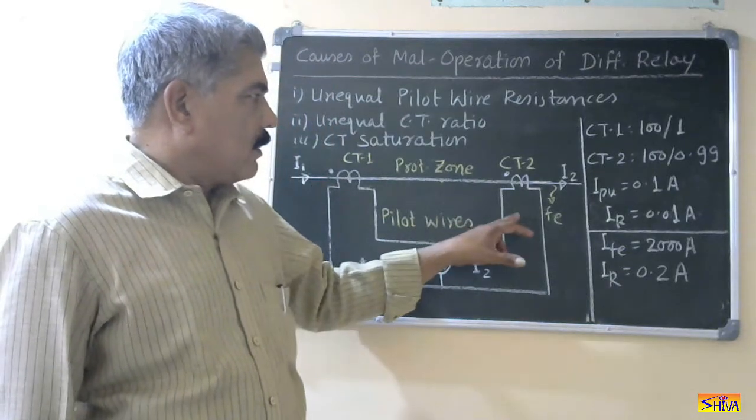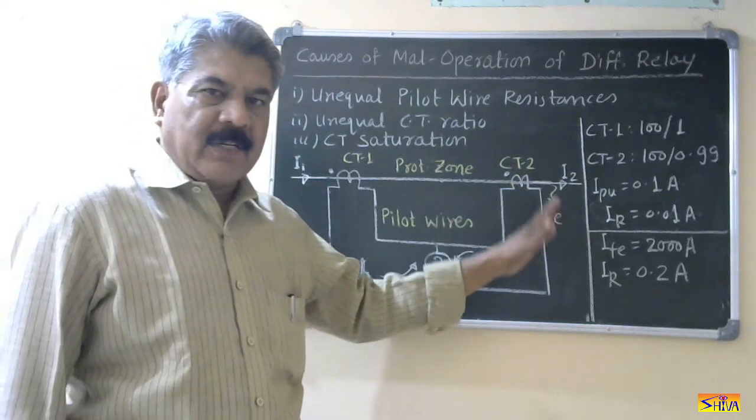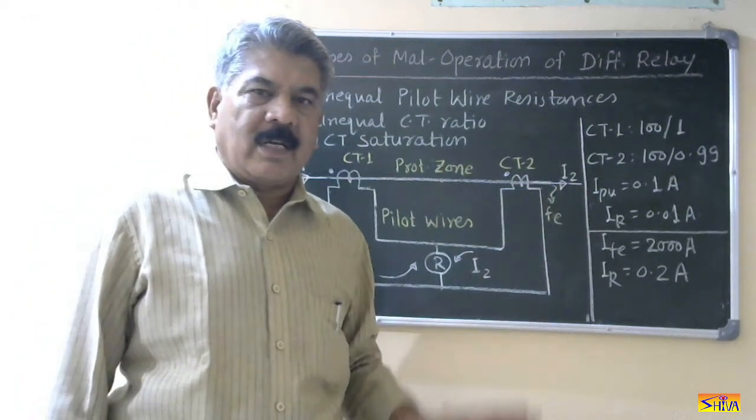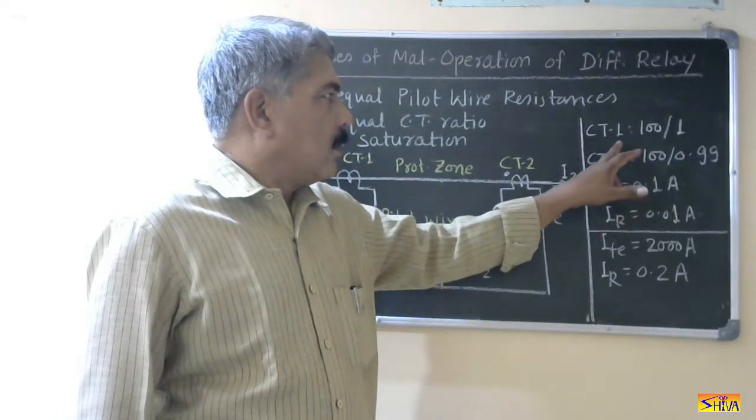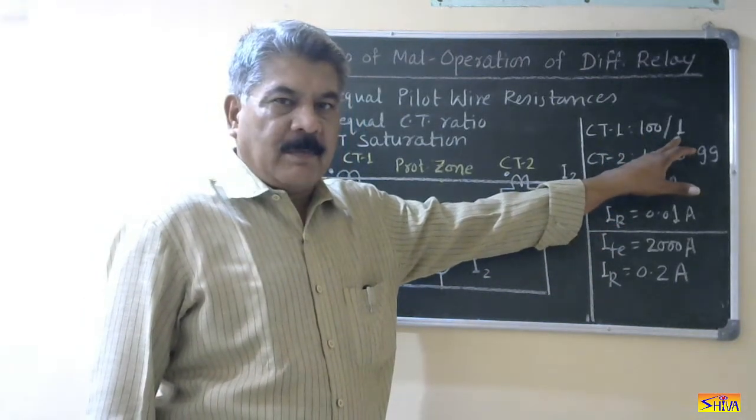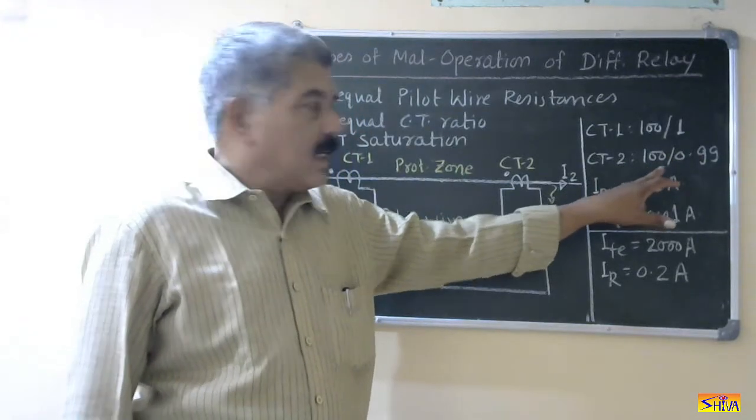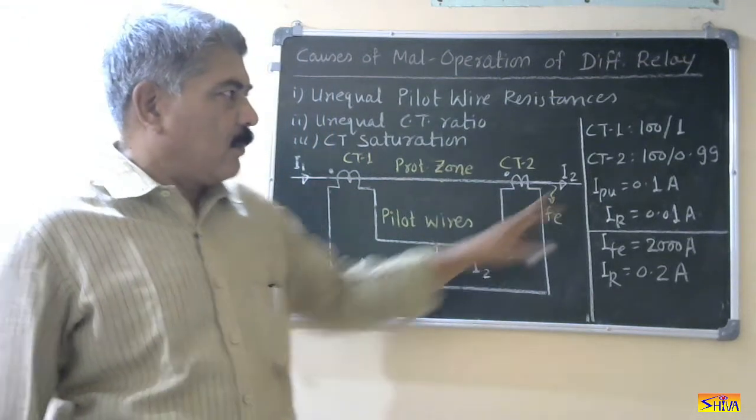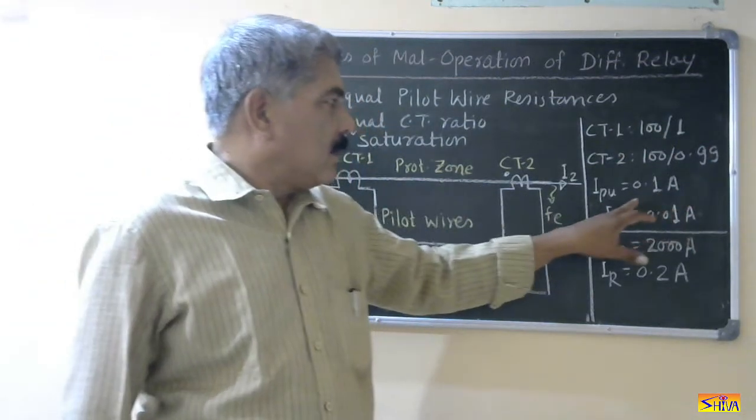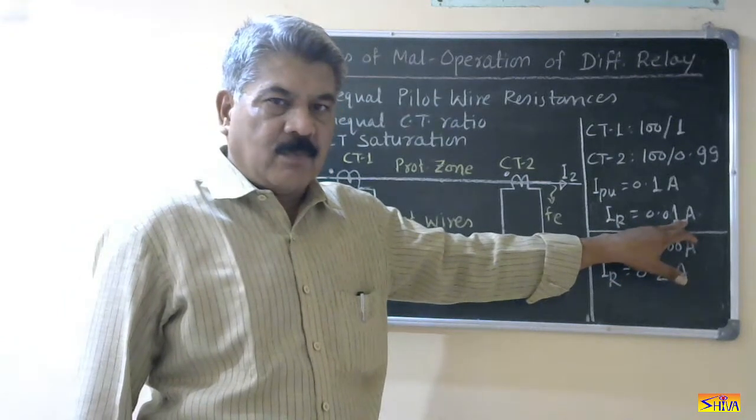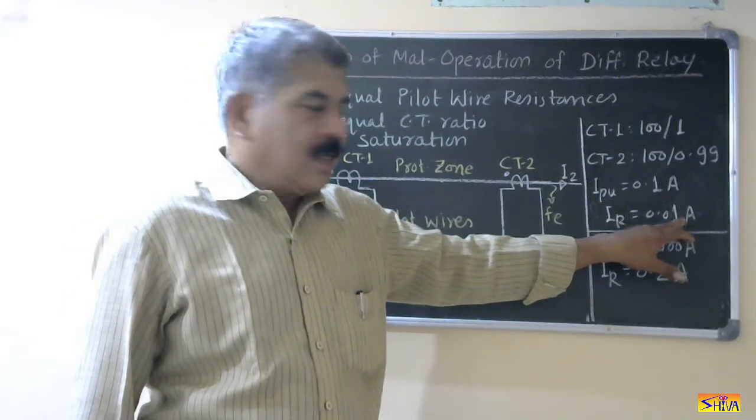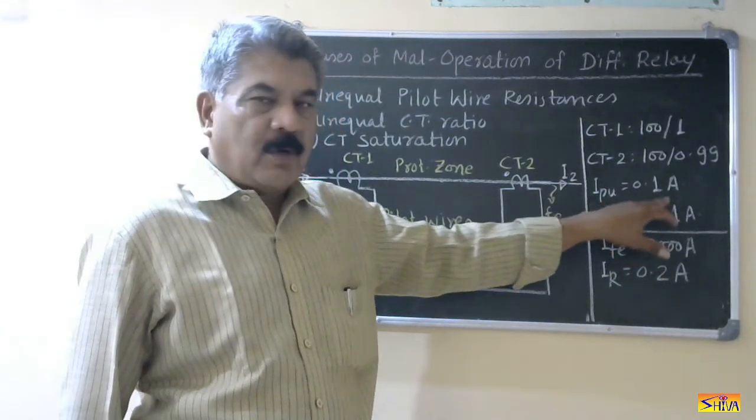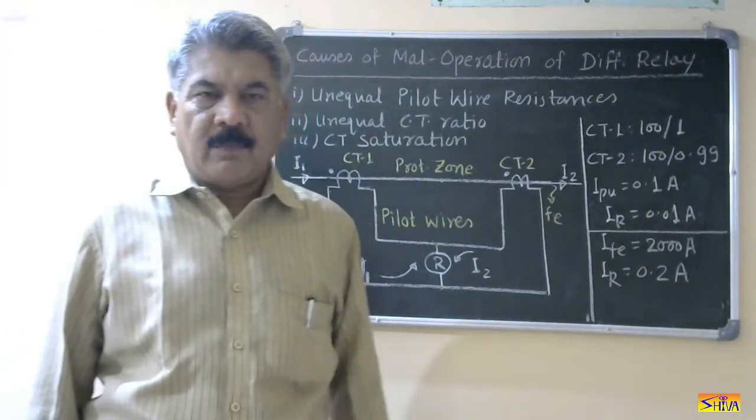Now let us say load current. In normal condition, load current is flowing through CT1 and CT2. 100 amperes load current is flowing. So it is 100, secondary current will be 1 ampere. It is 100, secondary current will be 0.99 ampere. So IR, that is the relay current, I1 minus I2, will be 1 minus 0.99. That is 0.01 ampere current flowing through the relay in normal condition. Let us say pickup is 0.1 ampere. Now current is 0.01 ampere, pickup is 0.1 ampere, so the relay will not operate during normal condition.